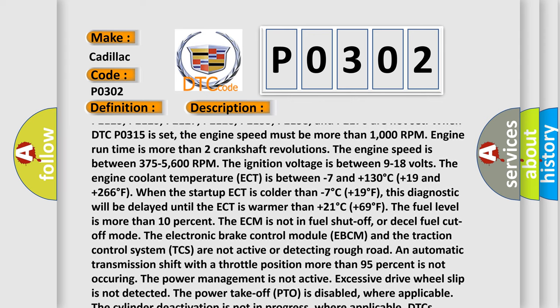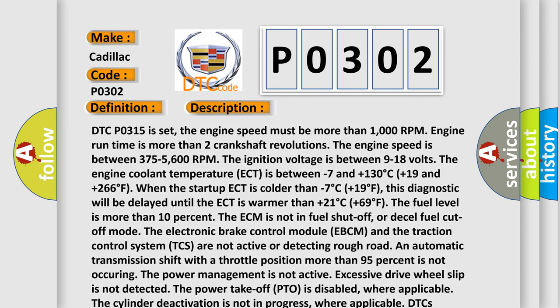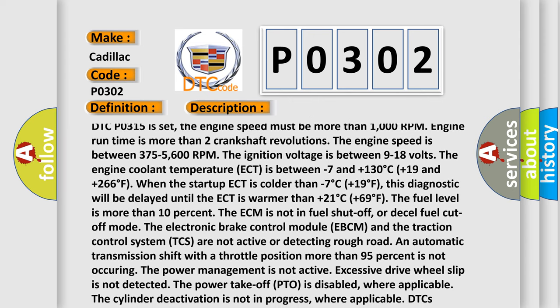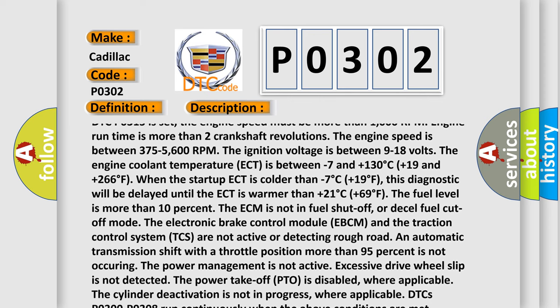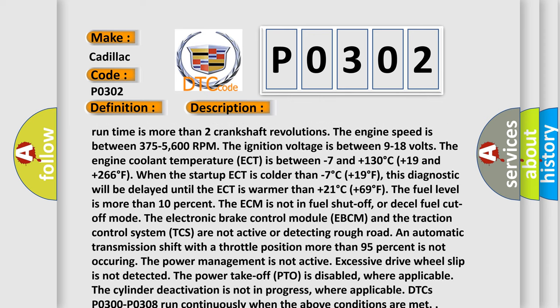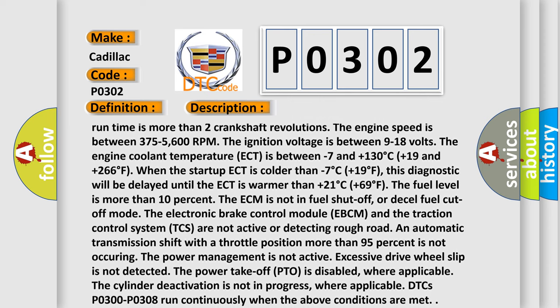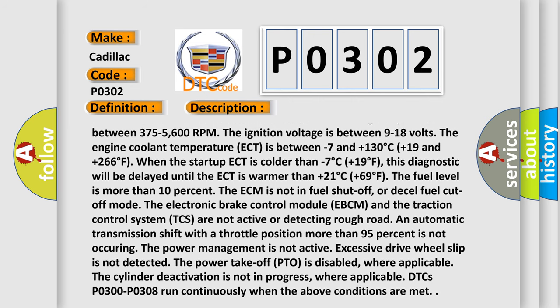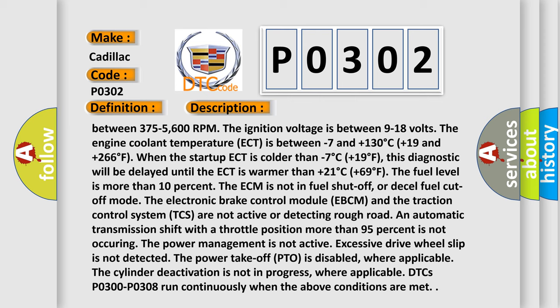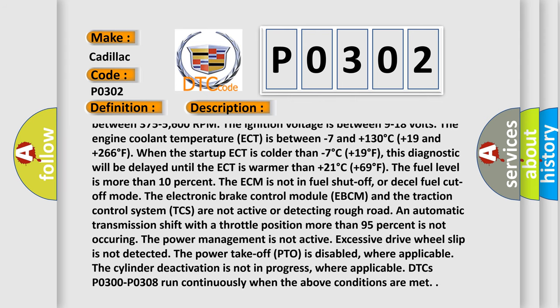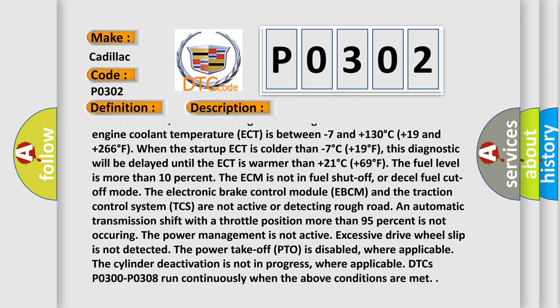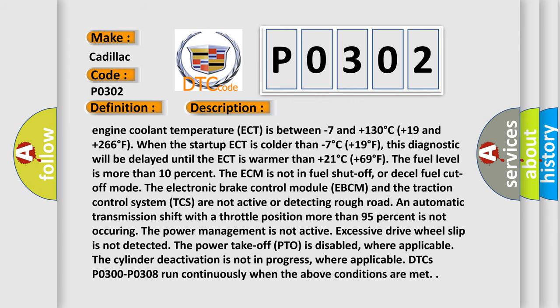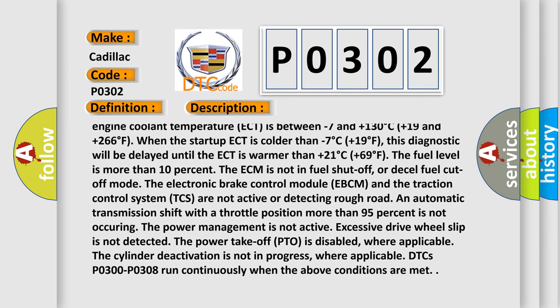The engine speed must be more than 1000 RPM. Engine run time is more than 2 crankshaft revolutions. The engine speed is between 375-5600 RPM. The ignition voltage is between 9 to 18 volts. The engine coolant temperature ECT is between -7 and +130 degrees Celsius, +19 and +266 degrees Fahrenheit.